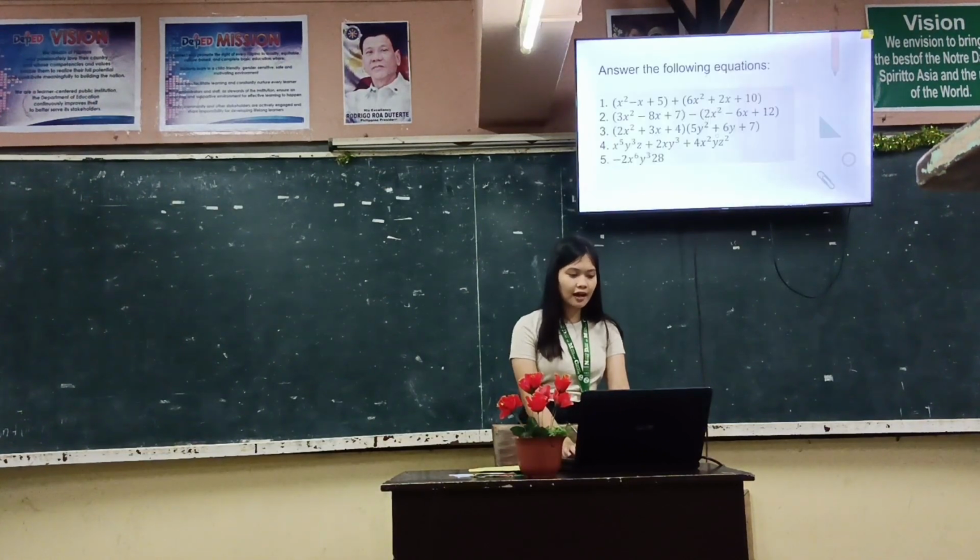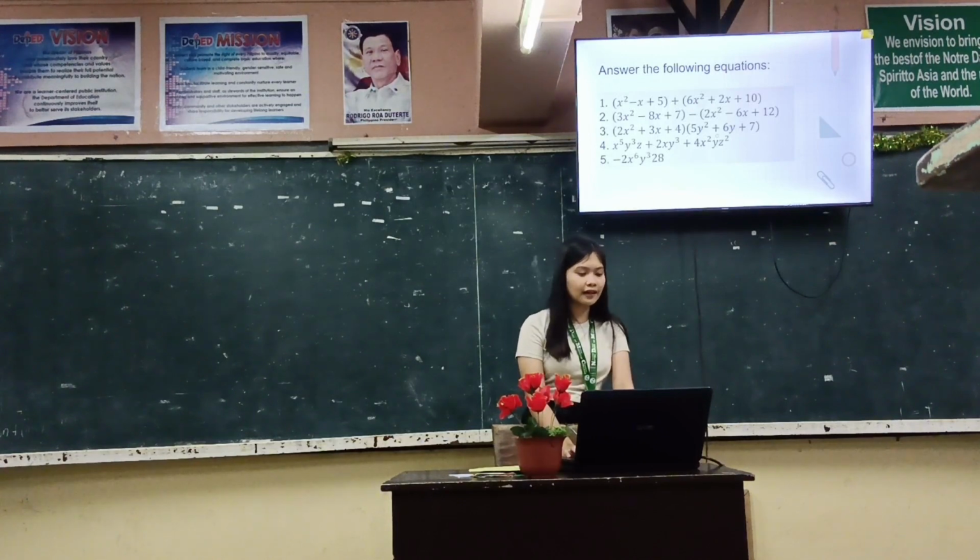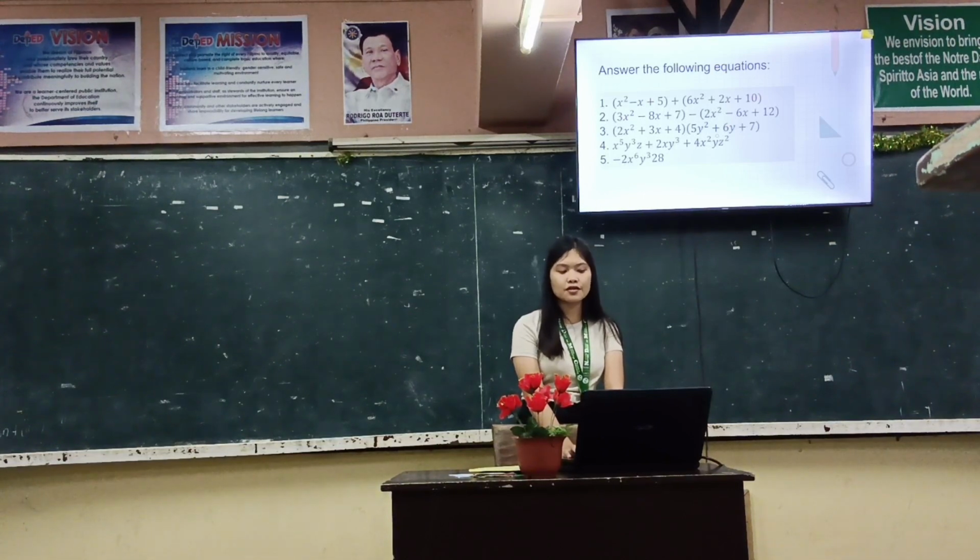So we have here, first, the quantity of x squared minus x plus 5 plus the quantity of x squared plus 2x plus 1. Next, for number 2, we have the quantity of 3x squared minus 8x plus 7 minus the quantity of 2x squared minus 6x plus 12. For number 3, we have the quantity of 2x squared plus 3x plus 4 times the quantity of 5y squared plus 6y plus 7.